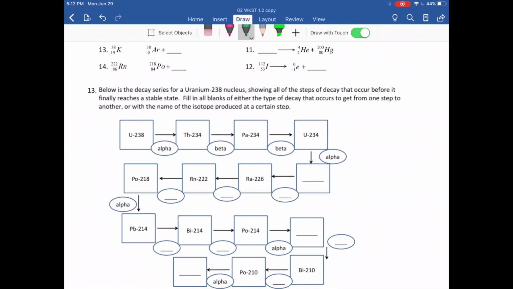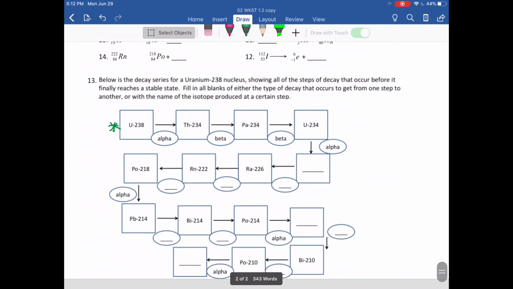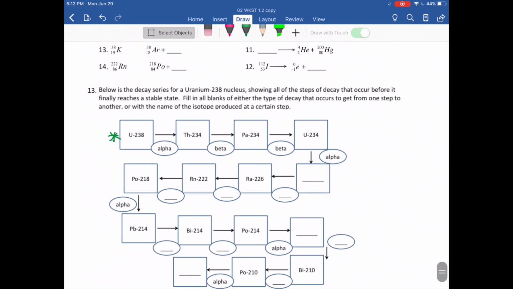For the last activity here, you need to complete this radioactive decay series. And what you need to do is, you're given initially the uranium-238. That's your initial. I'm going to start from here, okay? And I'm going to just show you what you need to do for a few examples. So you take the uranium-238, and remember, 238 is the mass number. If you actually look up on the periodic table, uranium has an atomic number of 92, okay?